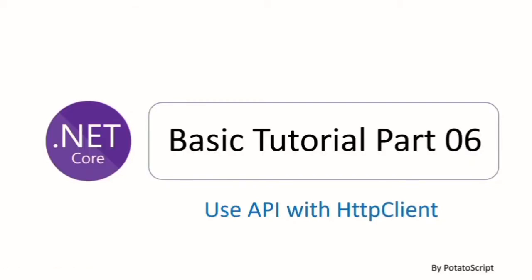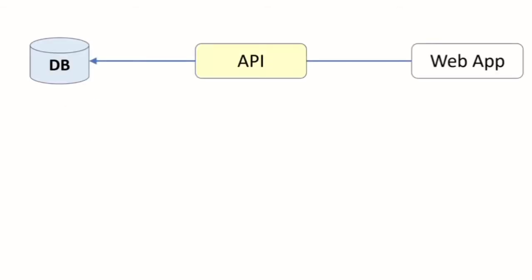Hi, this is .NET Core Basic Tutorial Part 6, and this is the continued tutorial from our tutorial Part 5, the API. And in this tutorial, I'm going to show you how to create a web application to use this HTTP client to communicate with our API system. And this is our model.